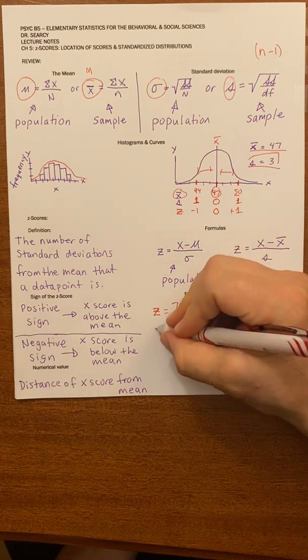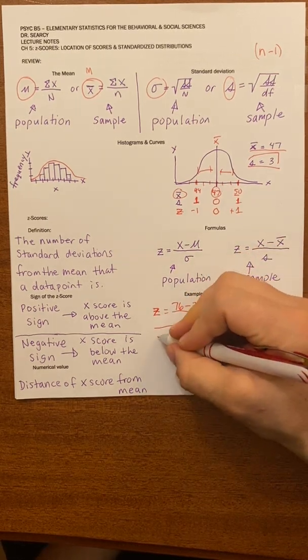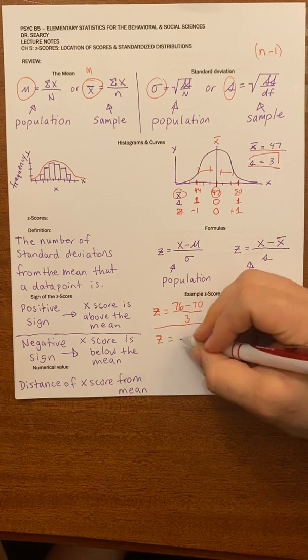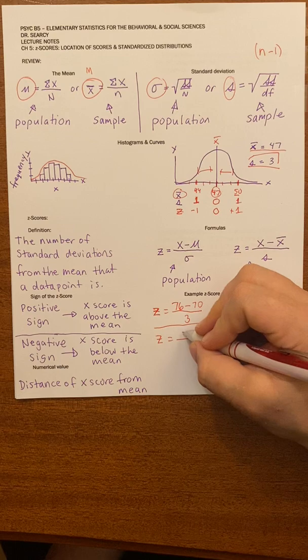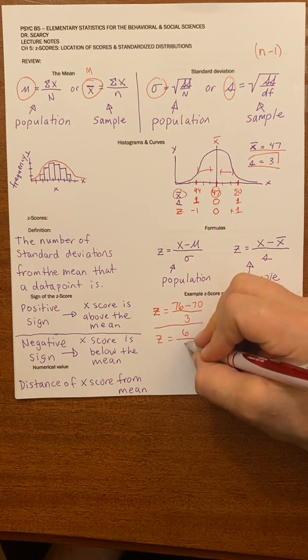So now at this point, I'm going to go ahead and solve the equation. First thing I'll do in solving is take care of that subtraction problem in the numerator, and that gives us 6 divided by 3.